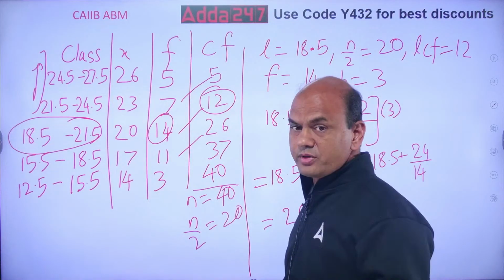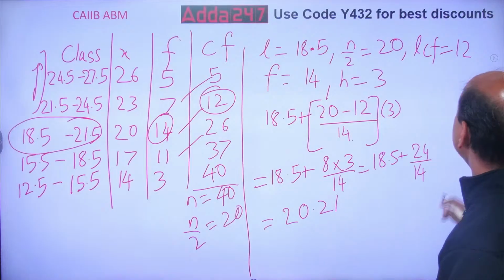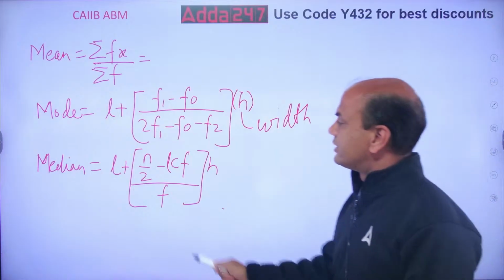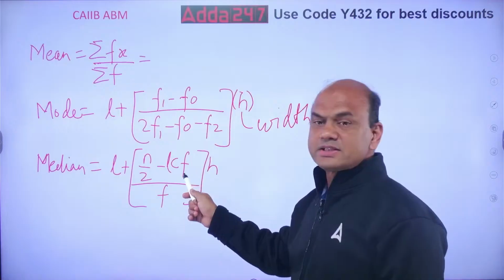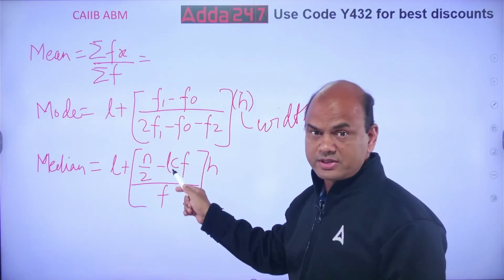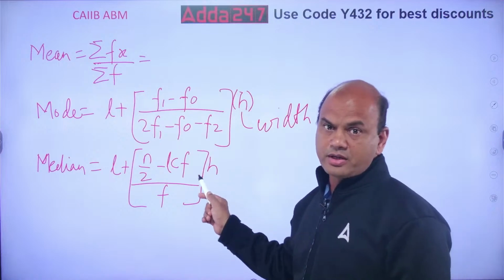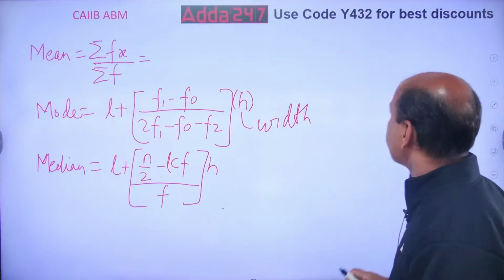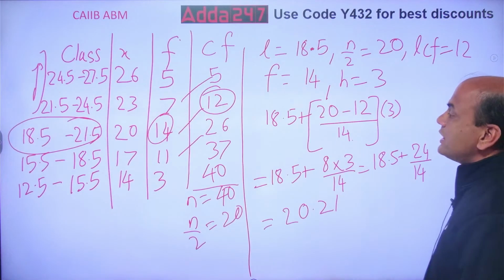See, first your formula is what now? Focus on the formula. The formula over here was, median equals L plus N upon 2 minus LCF, lower cumulative frequency, upon F into width. Okay, don't forget this formula. So all these terms you have to find out now.